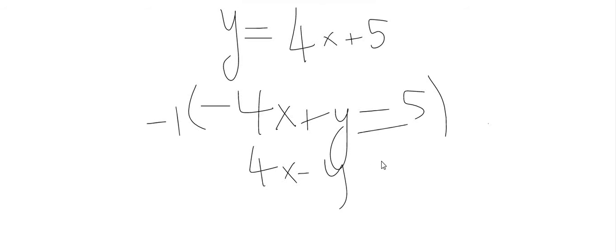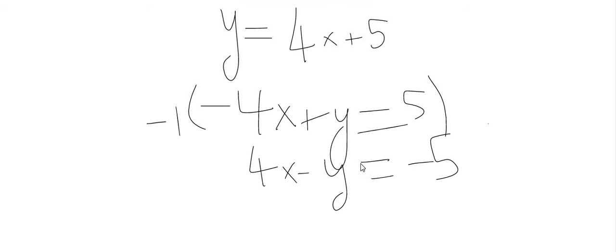So we have to do that. We're just going to subtract 4x from both sides. It would be negative 4x plus y equals 5. But we cannot have this number right here, the coefficient, as a negative, so we have to multiply this whole equation by -1. So it'll just be 4x minus y equals -5.